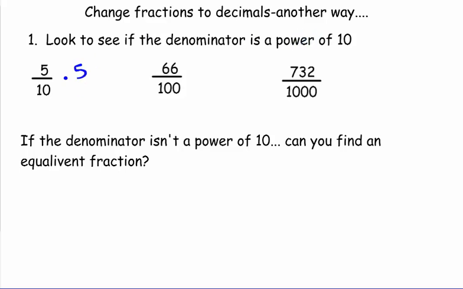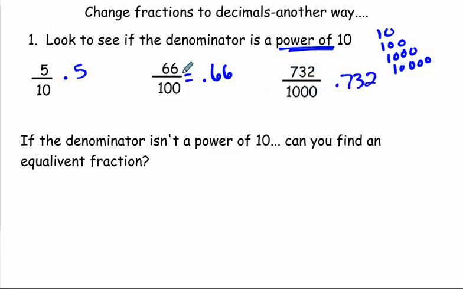Oh, let me go back. A power of 10 just means like 10 or 100 or 1,000 or 10,000. That's power of 10. All of those tens, powers of tens, that's our decimal system. So that's why it makes it very easy. So since the decimal system is based on the powers of 10, you can easily turn that in. So 66 hundredths, that's just 0.66. And 732 thousandths would be 0.732.